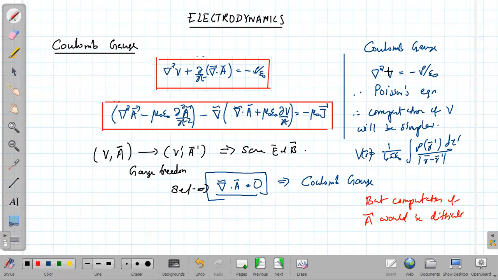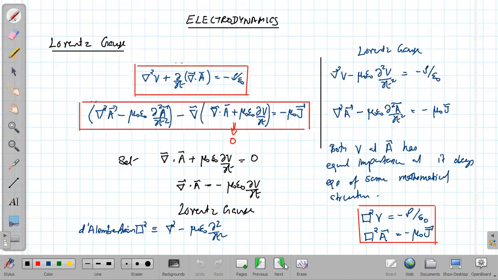So the computation of V would be similar, but the computation of A would not be simple. The A would become complicated. So in the Coulomb gauge, V and A are not on equal footing. The structure of equations satisfied by V and A are entirely different, whereas in the Lorentz gauge, both V and A have the same mathematical structure.